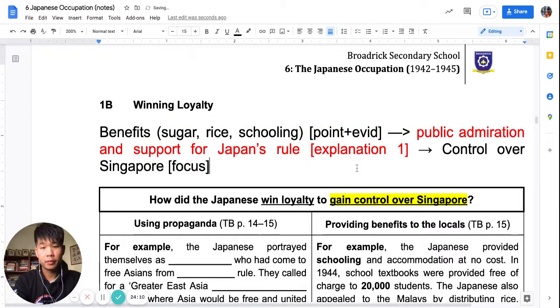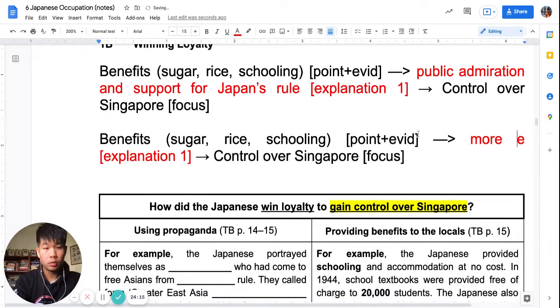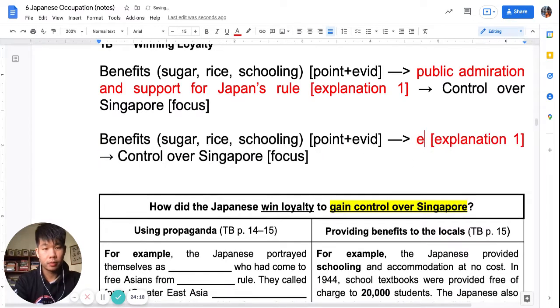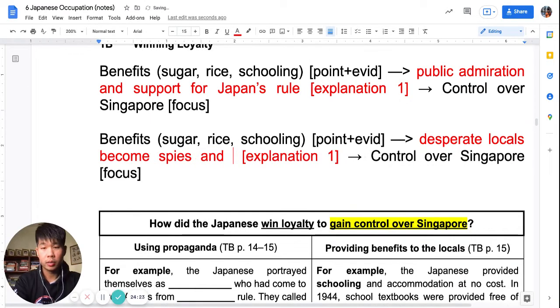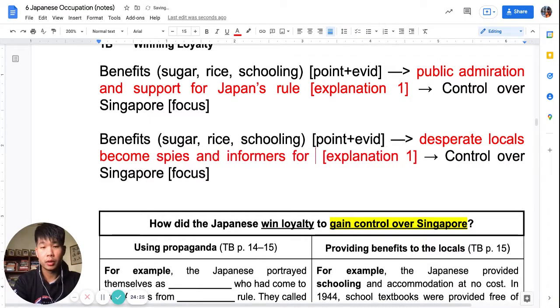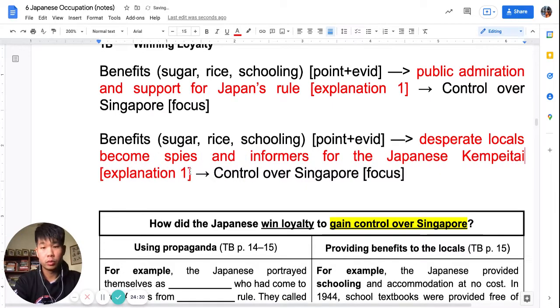And over here, explanation two was the benefits lead more desperate locals to become spies and supporters, informers for the Japanese. It will show off your knowledge, Kanpeitai. Explanation two. And with more spies and more information, they get control. This is how you think about explanation to H4, 5, 6, 7. You are thinking about going from the point and evidence to the focus. Okay.